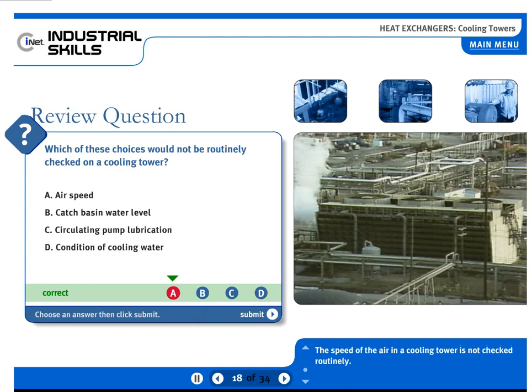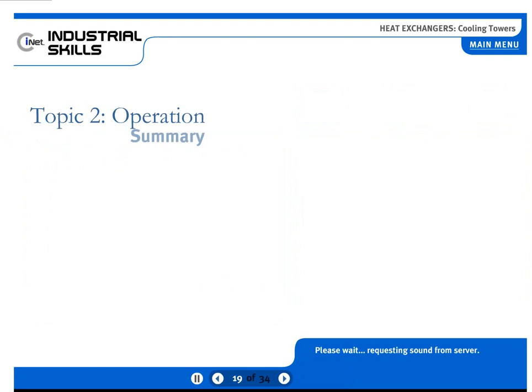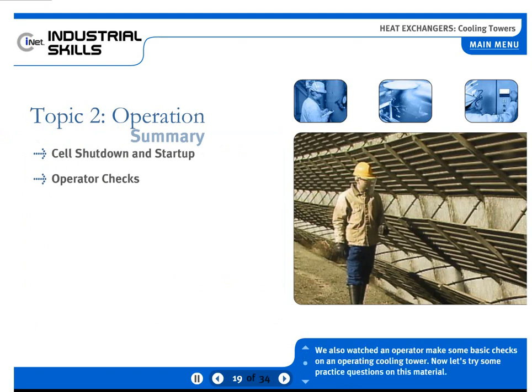Very good. The speed of the air in a cooling tower is not checked routinely. In this topic, we looked at the basic steps involved in shutting down and starting up a typical cooling tower cell. We also watched an operator make some basic checks on an operating cooling tower. Now let's try some practice questions on this material.